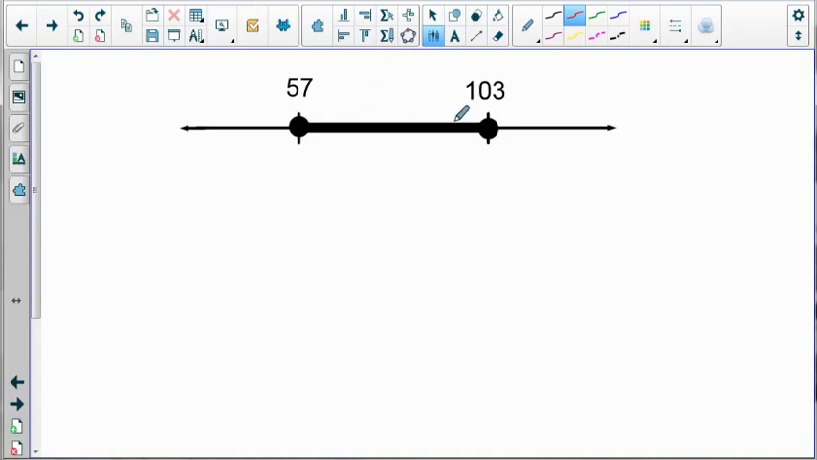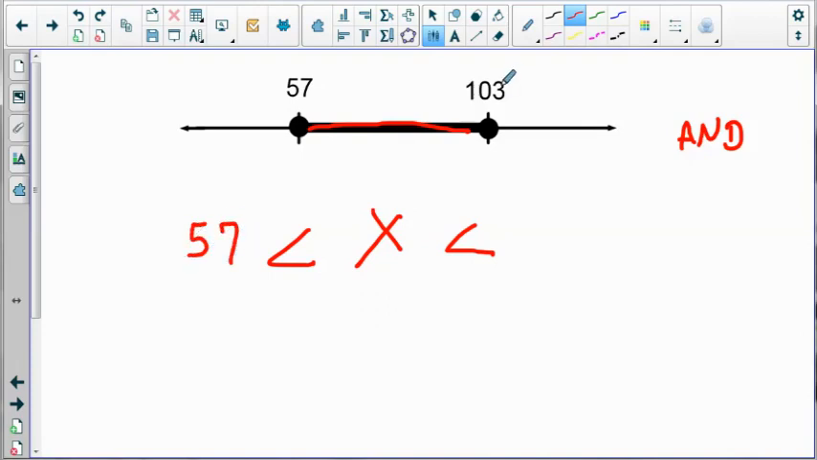So the first thing I notice is that these go toward each other, right? These go toward each other. So that is an and. And since it's an and, I know that both of my inequalities point left. The x will go in the middle. All right? The number on the left is a 57. The number on the right is 103.